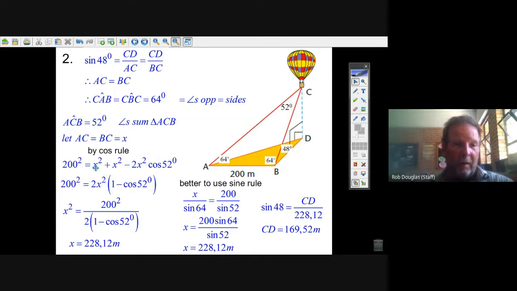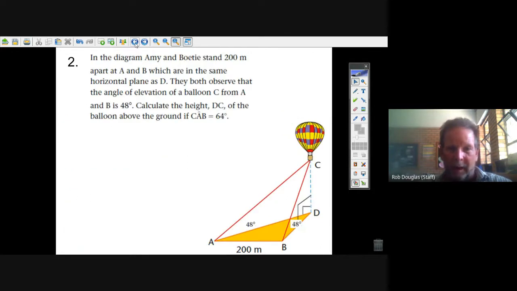Well, this is kind of interesting. Let's take a look at this. We've got x squared plus x squared is 2x squared. And we can factor it out and get 1 minus the cos of 52 degrees. Hey, that's just a number. If we divide both sides by 2 times 1 minus cos 52, we'll get x squared by itself. So x squared equals 200 squared divided by 2 times 1 minus the cos of 52 degrees. Well, there we go. You get a number here, and you take the square root, and you get your answer of 228.12 meters.